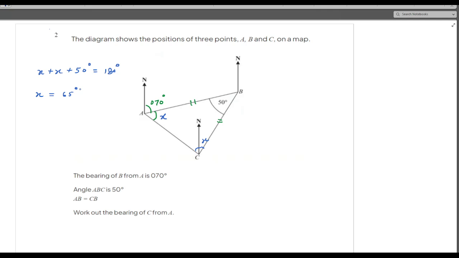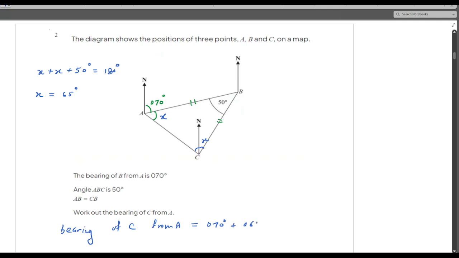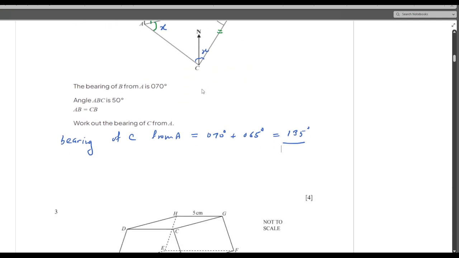And therefore we will say that the bearing of C from A will be equal to 70 plus 65. So 70 plus 65, your answer is 135 degrees. 135 degrees is your bearing of C from A. So this problem was quite easy.